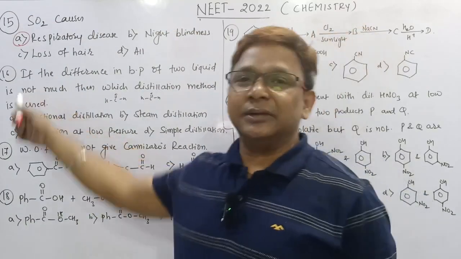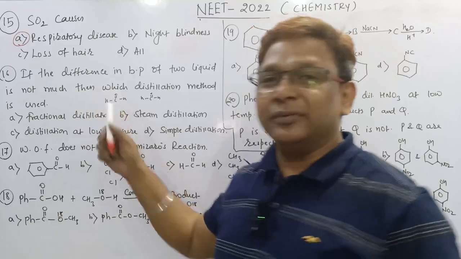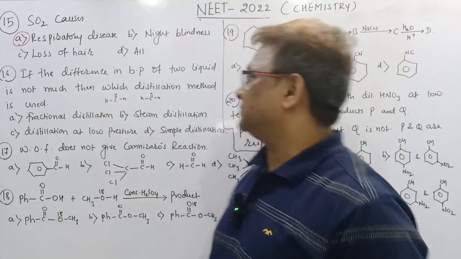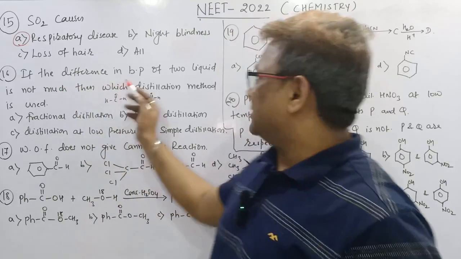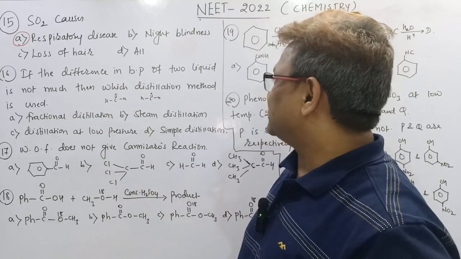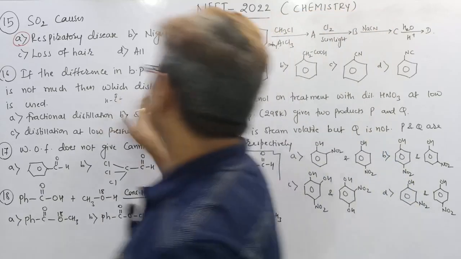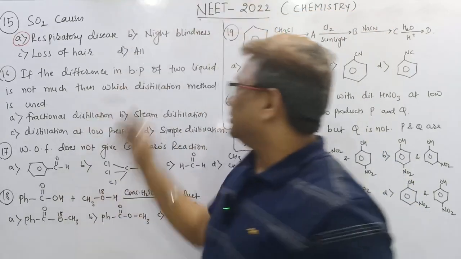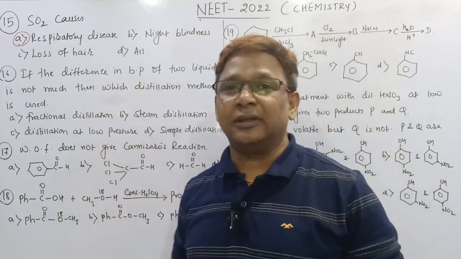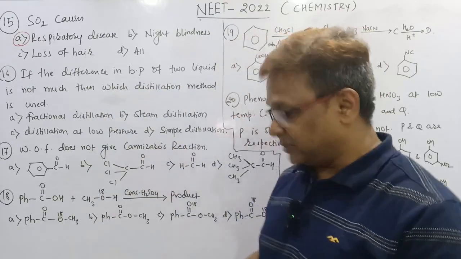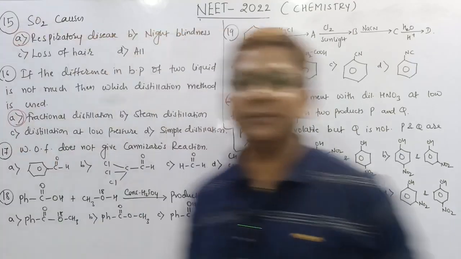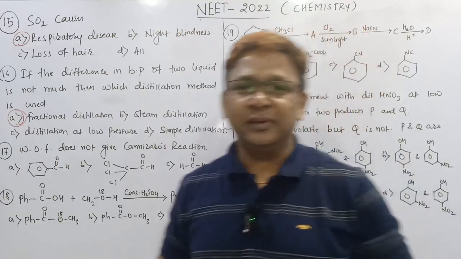Then question number 16. It is coming from the purification of organic compounds, first year, 11th class. If the difference in the boiling points of two liquids is not much, then which distillation method will be used? If the difference is not much, then which distillation should be used? The fractional distillation method should be used here. These are direct questions from NCERT.